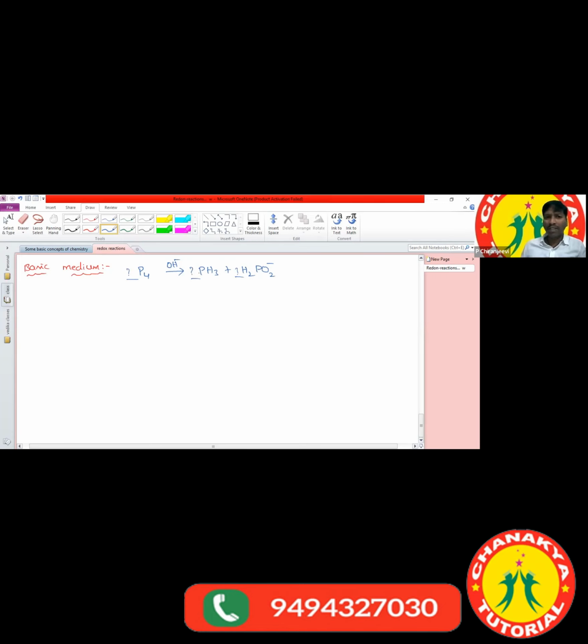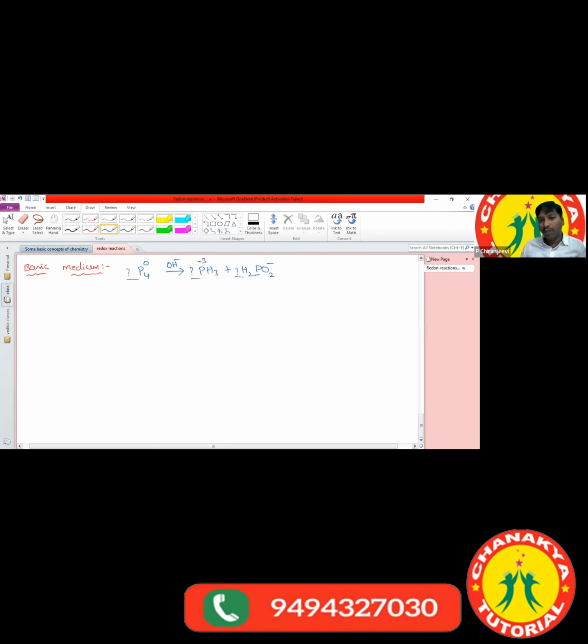To balance in basic medium also, what are the first common steps? First we have to find out the oxidation number. The P4 oxidation number is 0, because phosphorus exists in the form of P4. The elemental form of phosphorus is P4. Hence the oxidation number of P4 is equal to 0. In PH3, the oxidation number of phosphorus is -3.